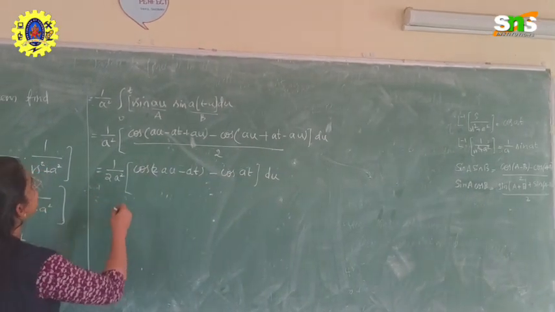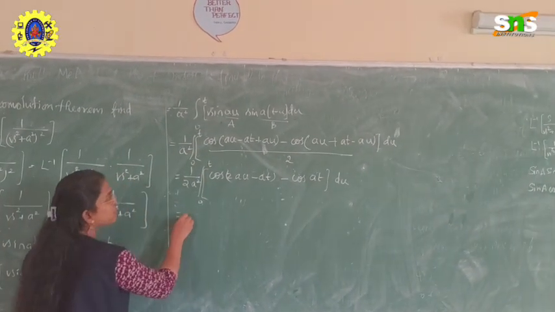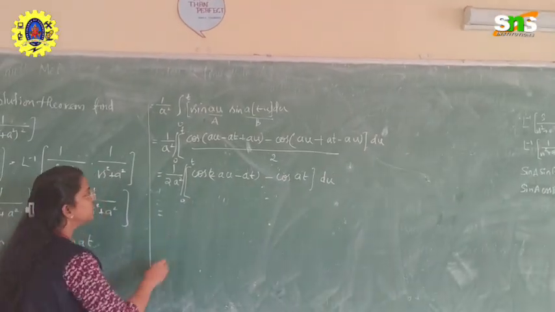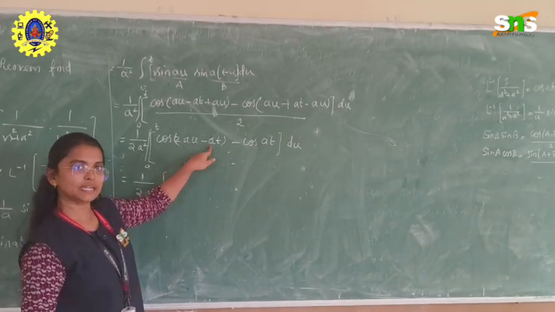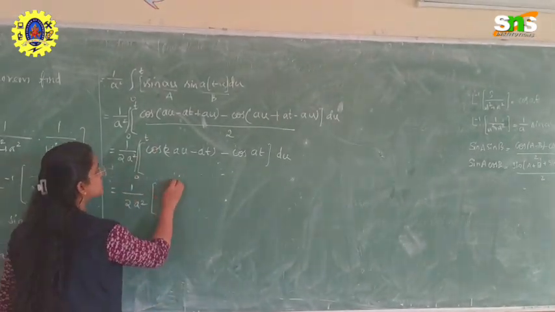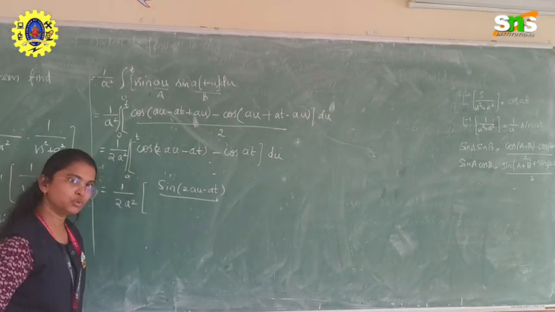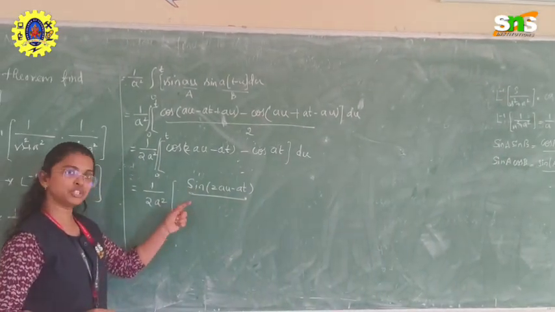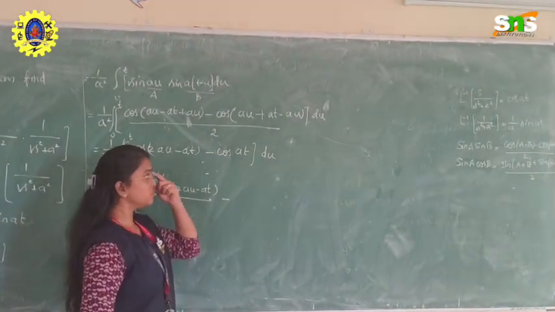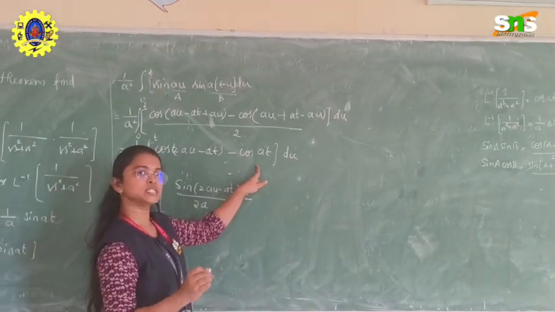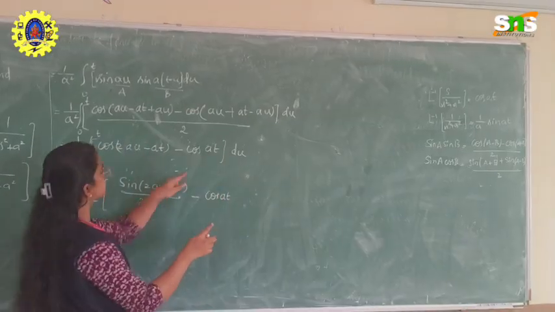Here we have the integration, right? So integral 0 to t, then also integral 0 to t. Now I'm going to integrate these two terms with respect to u. So 1 divided by 2a square. So cos(2au minus at). Cos integration is sin of (2au minus at) with respect to u, right? You have to write u's coefficient in the denominator. So 2a, minus cos at. Here there is no u term, so you have to consider this as constant. So cos at, integral 0 to t, into du.